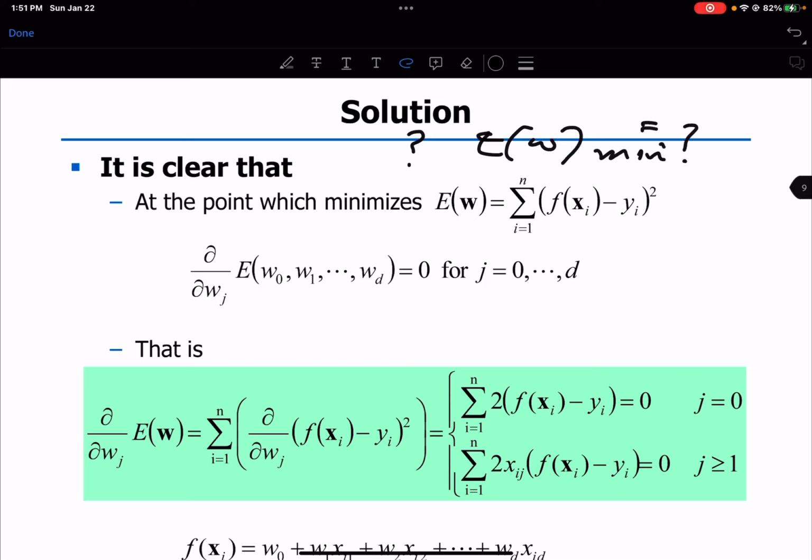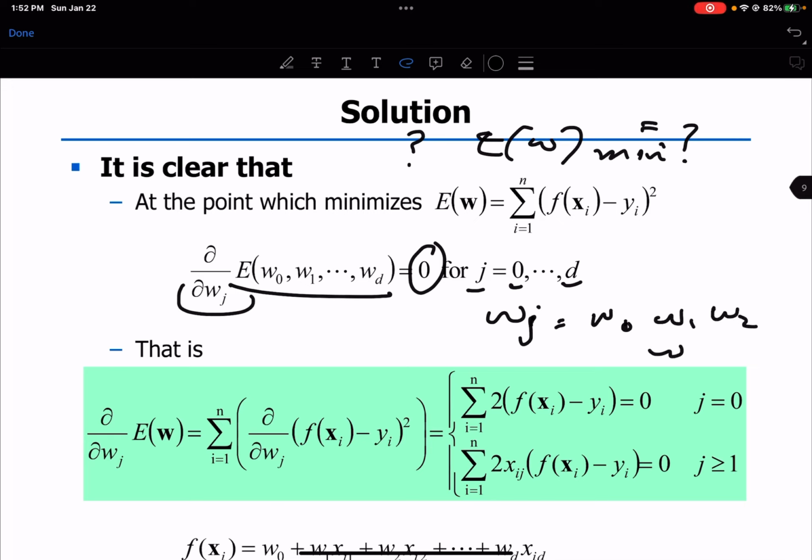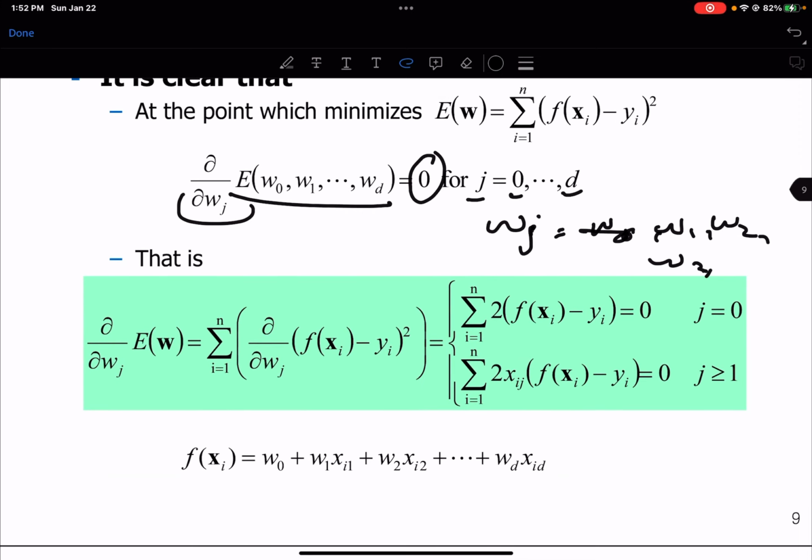So it is clear at which point your E of w is minimized. It will be when the derivative of your function E is equal to 0, where j is from 0 to d. For all the values of w's, wj means w0, w1, w2, w3. So we take the derivative with respect to w0, w1, w2, all of them should be equal to 0. So it can also be represented in this form. We are taking the partial of f of xi minus yi squared, and it can be represented in this form.